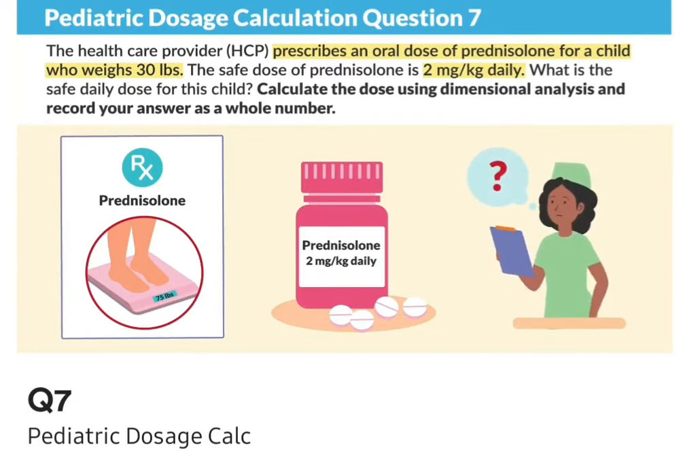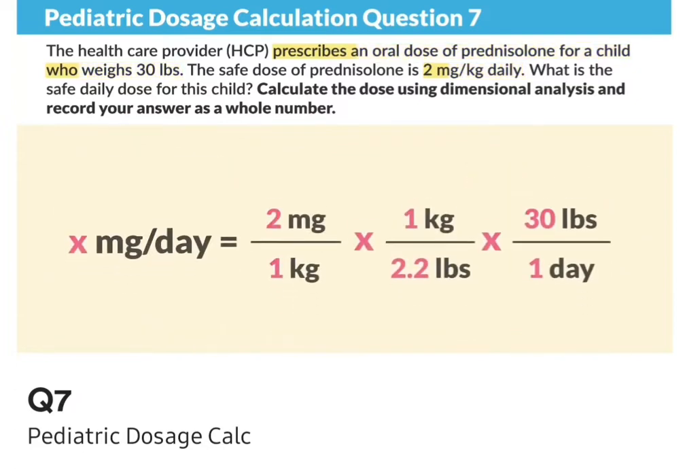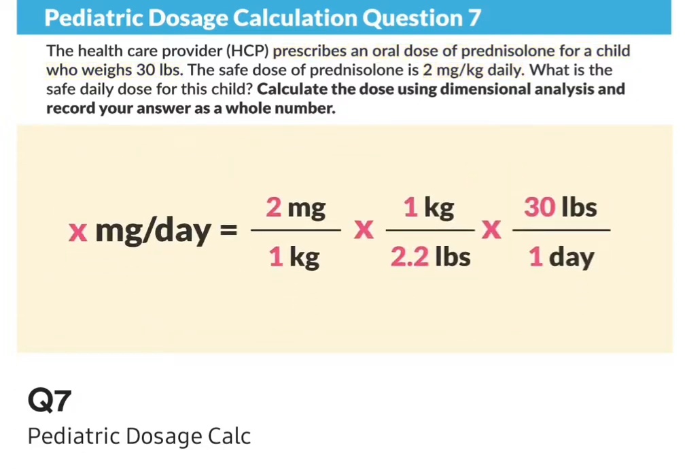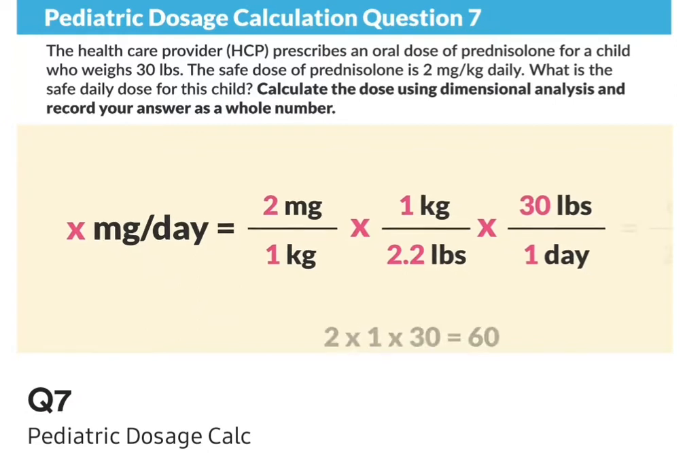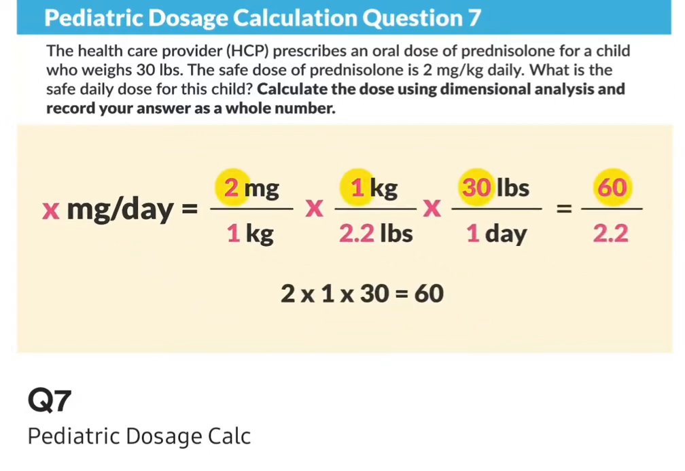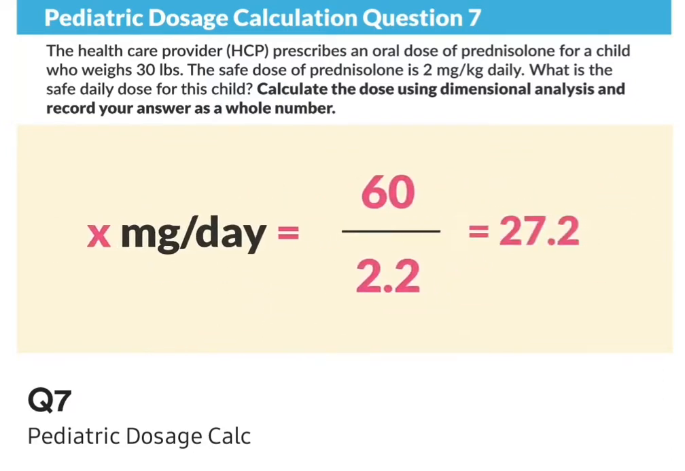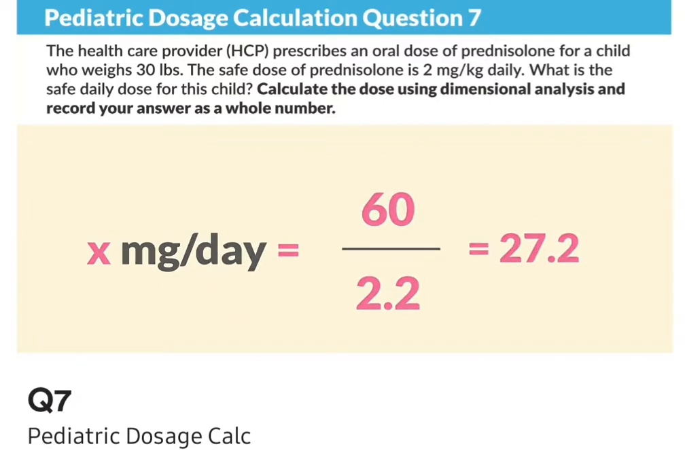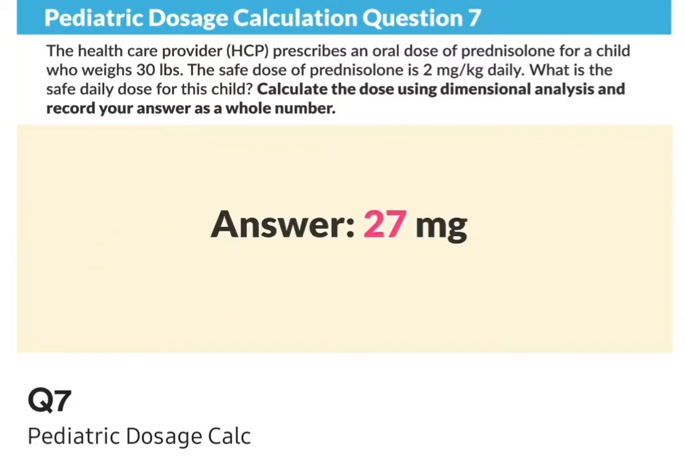All right, we're simply setting this up. So obviously we're solving for X milligrams per day, right? So we set it up 2 milligrams over 1 kilogram. And we have to convert those pounds, right? So 1 kilogram over 2.2 pounds, and we have 30 pounds over 1 day. Now we simply multiply across and on the bottom. And we get a number of 27.2. So our correct answer is 27 milligrams here.